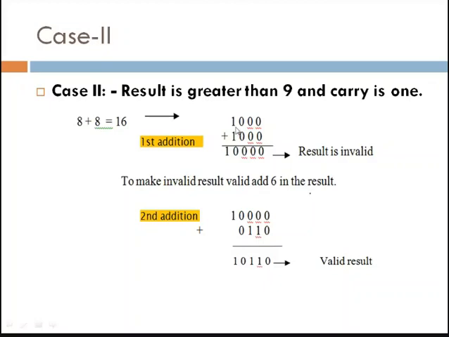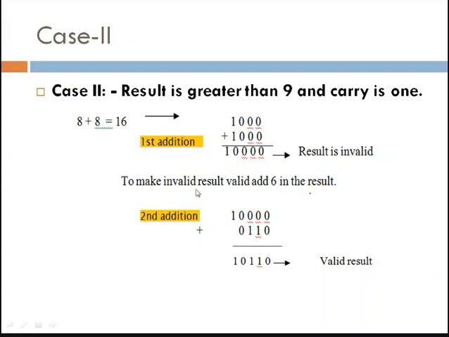Now consider 8 and 8, and apply normal binary addition: 0 plus 0 is 0, 0, 0. Now here 1 plus 1 gives a sum part of 0 and a carry of 1. Now here the carry is 1 and this is the sum part. So this result is considered invalid. So in that case, what do you have to consider?